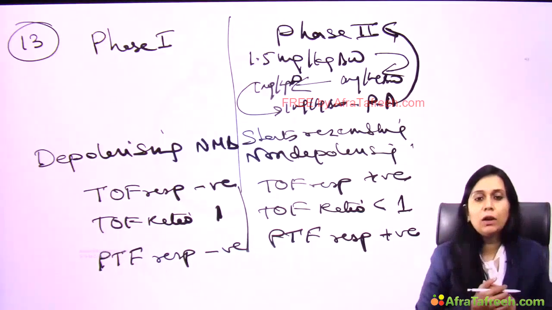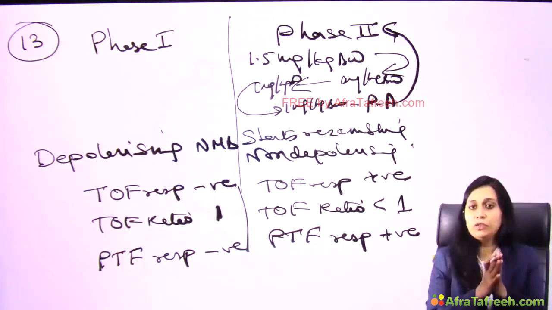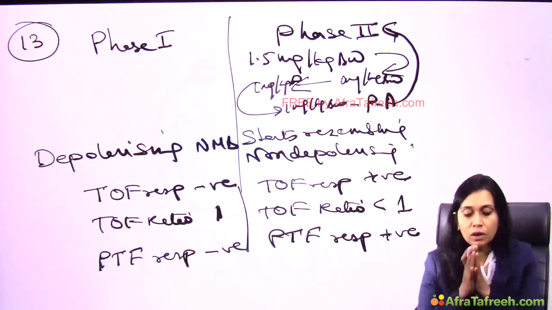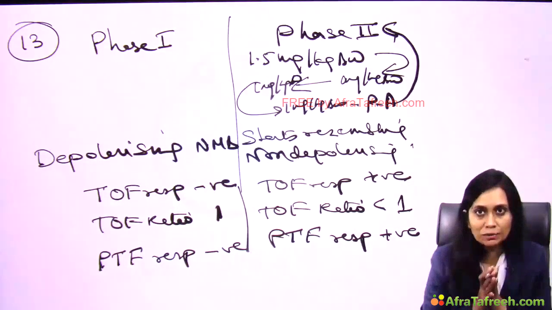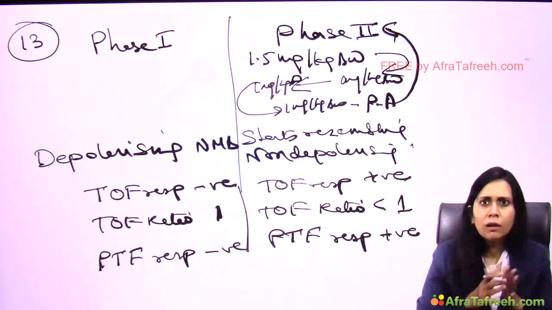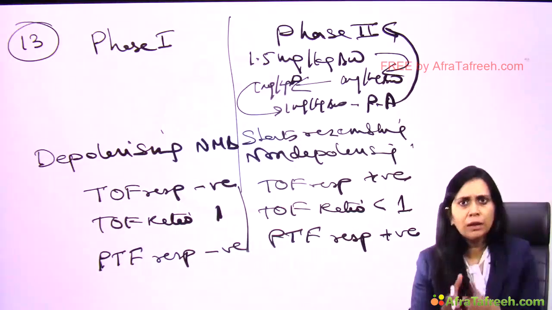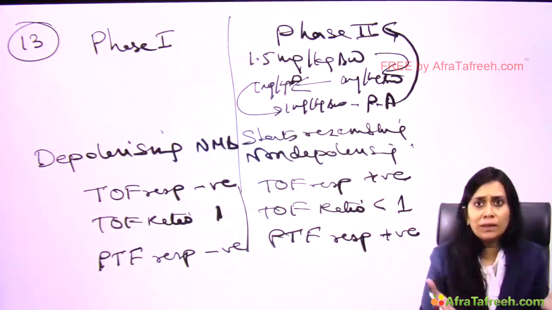Got it? So when succinylcholine enters phase 2 block, it starts behaving like a non-depolarizing agent and starts showing these things. TOF response positive, TOF ratio less than 1, and post-tetanic facilitation response positive. Got my point? Phase 1 block is shown by succinylcholine, phase 2 block is shown by succinylcholine. Phase 1 block is what is normal succinylcholine.